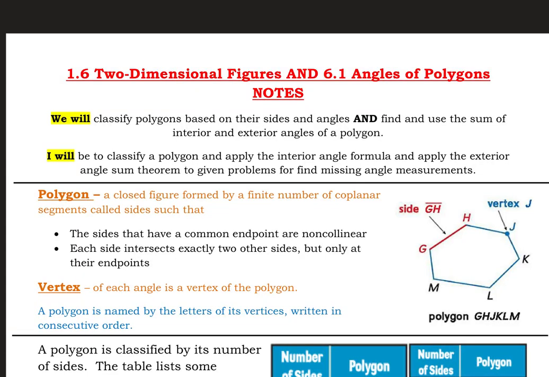Hi class, today we're going over section 1.6 and 6.1. We are looking at two-dimensional figures and angles and polygons. The first thing we want to cover is a polygon.